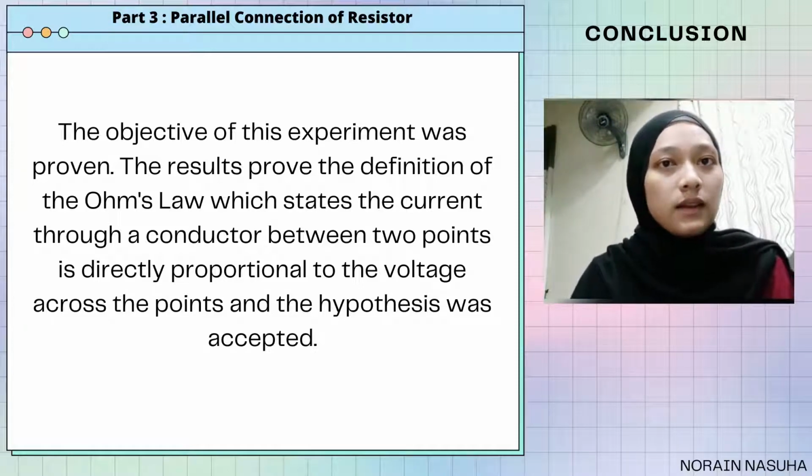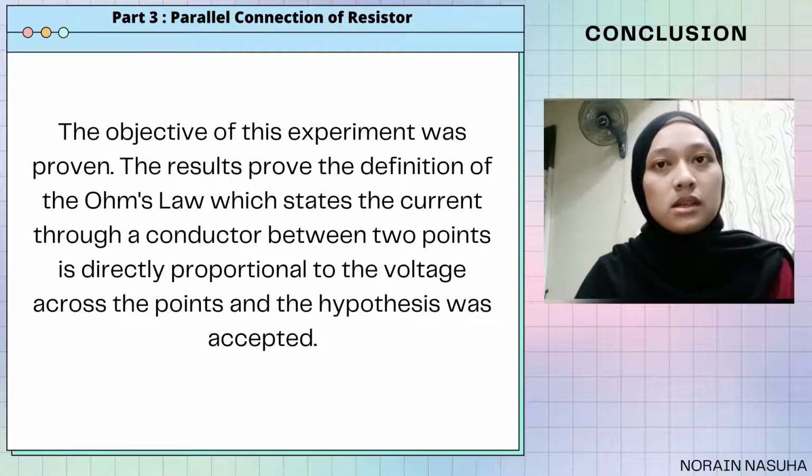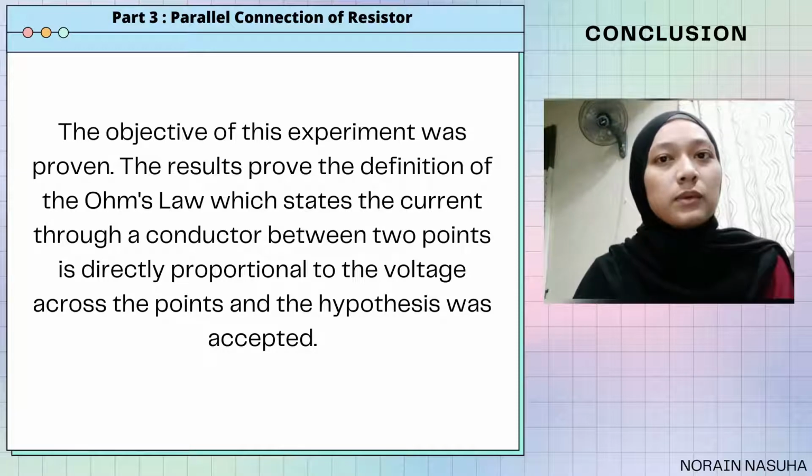The result has the exact value because the amount of voltage across the resistor is not affected by the amount of resistance on the resistor, hence proving the more parallel resistance added to the circuit, the less total resistance. This hypothesis proves Ohm's law, where the lower the resistance, the higher the current.